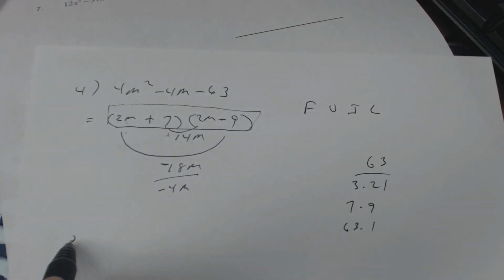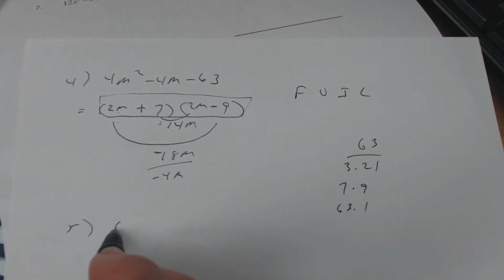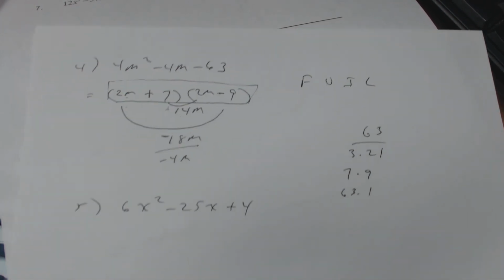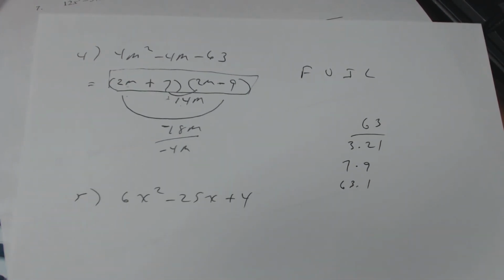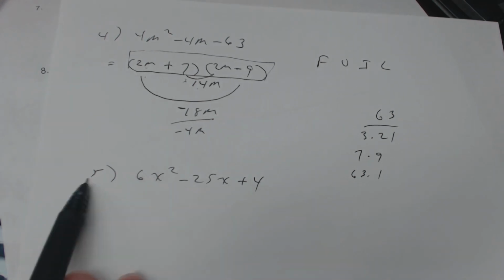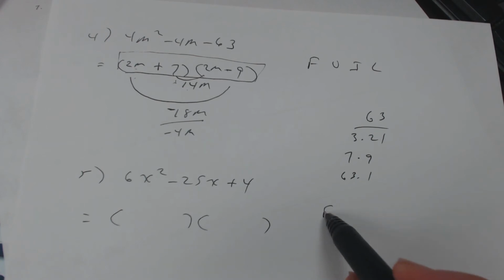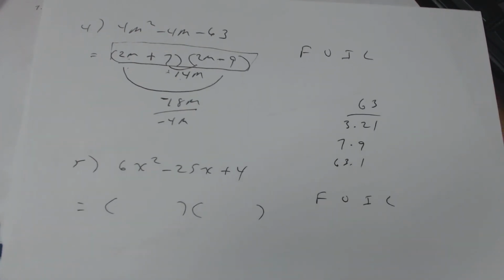Okay, number 5, you have 6x squared minus 25x plus 4. So 6x squared minus 25x plus 4. So the GCF is 1, so I'm going to go directly to 2 binomials. And again, we use a FOIL and trial and error.